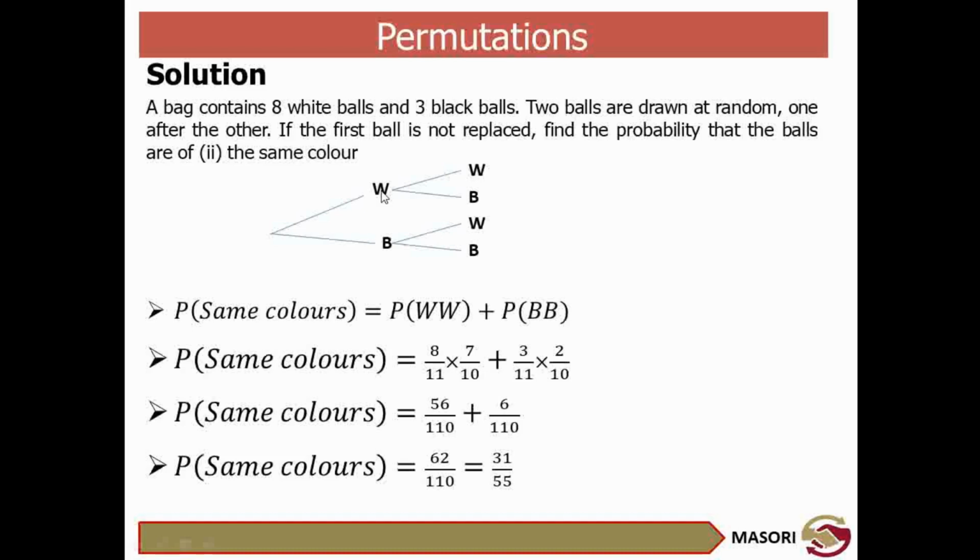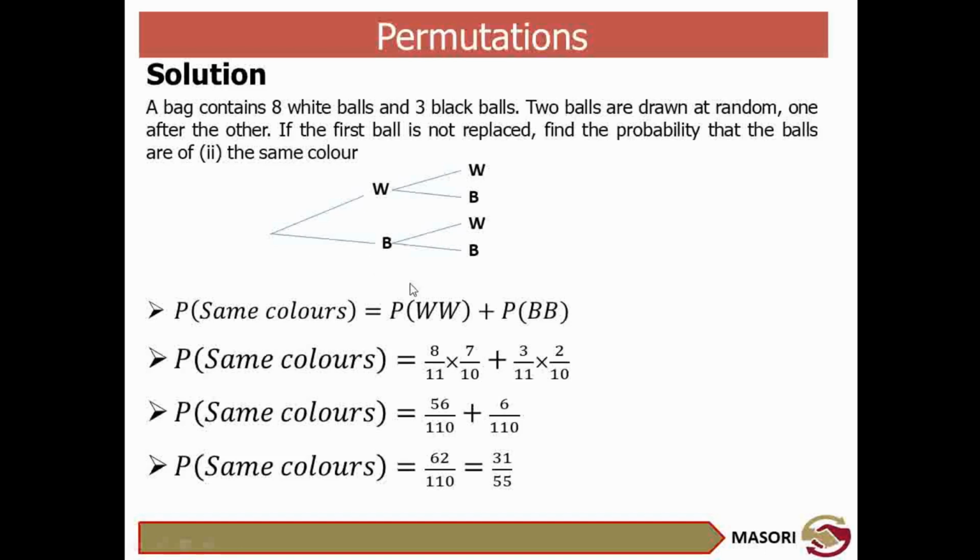And the probability of you picking the second ball to be white, given that the first one was white, is 7 over 10. Because once you pick the first ball, the number of white balls will reduce to 7, and the total number of balls will reduce to 10. So the white ball second, given the first was white, is 7 over 10.